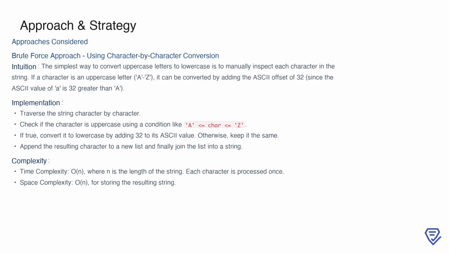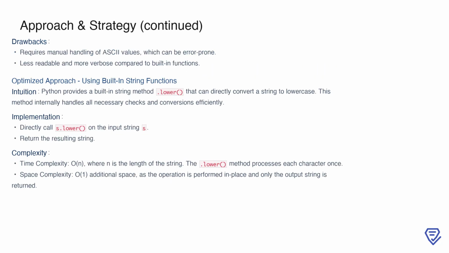By appending each processed character to a new list and joining the list back into a string, we get the desired result. This method operates with a time complexity of O(n), where n is the string length, since each character is inspected once. However, it also requires O(n) space to store the resulting string, making it straightforward but not the most efficient approach overall. While the brute force approach is simple, it comes with some drawbacks.